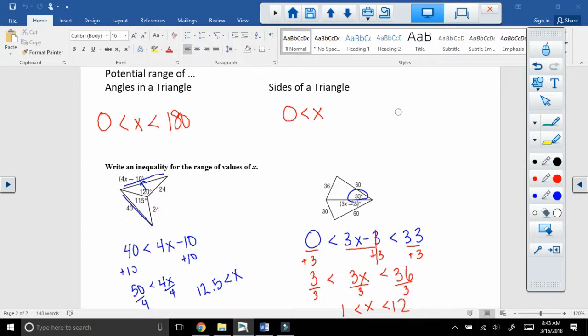So an acceptable range for that number would be more than 1, less than 12. We don't really have the information right now to find out anything else about that. Okay? Problems or questions on that?